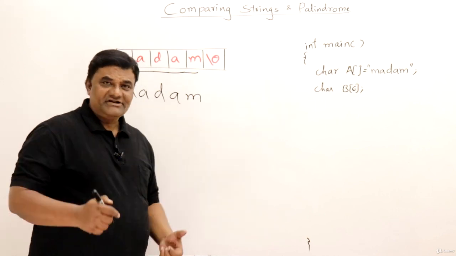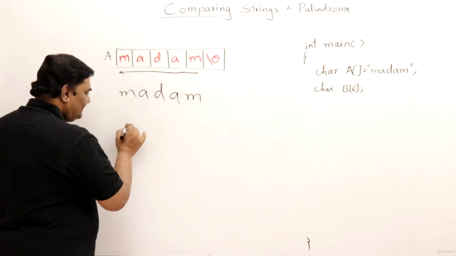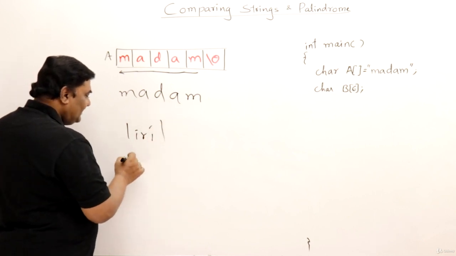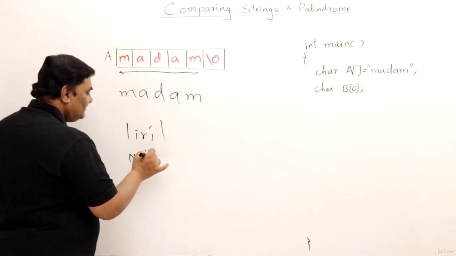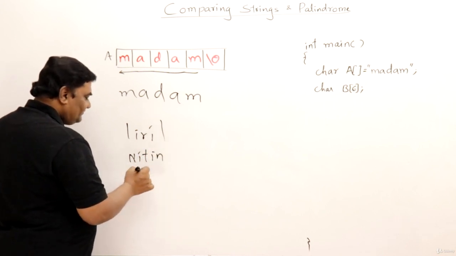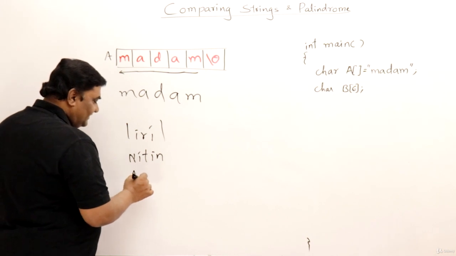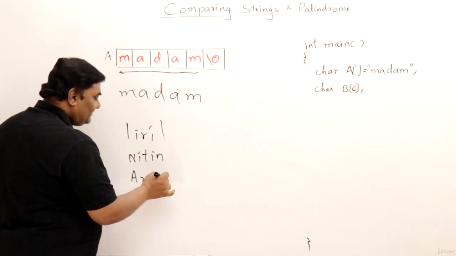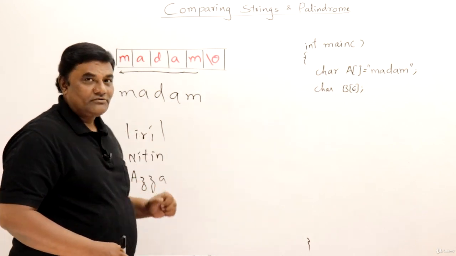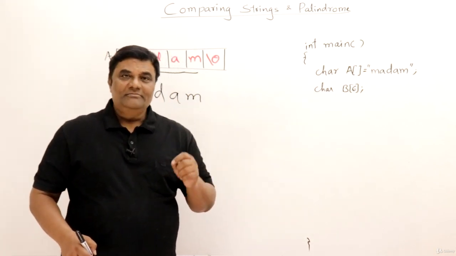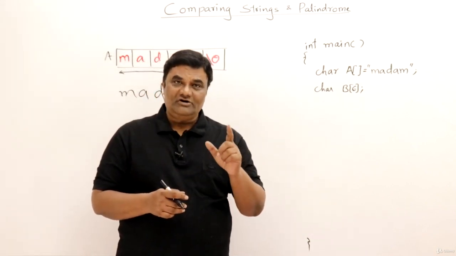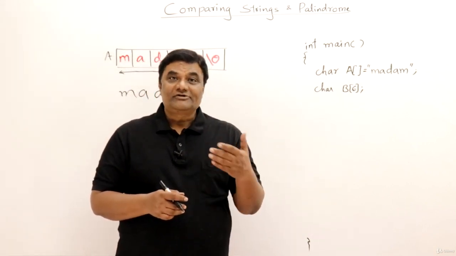I will show you a few more strings which are palindromes, like little. If you reverse it, it is little only. Or Nitin, if you reverse it, it is a palindrome. It's the same thing, Nitin only. This is Aza. If you reverse it, it's Aza. So these are all palindromes. So our problem is, if a string is given, then we have to find out whether it's a palindrome or not. So what is the procedure?